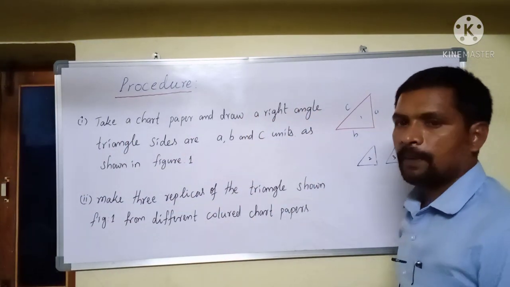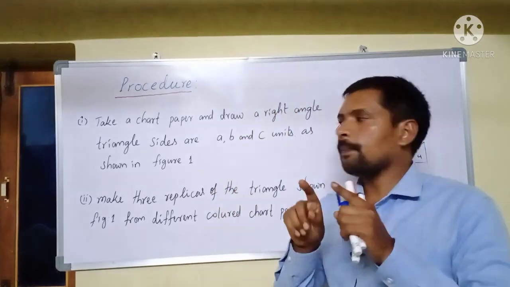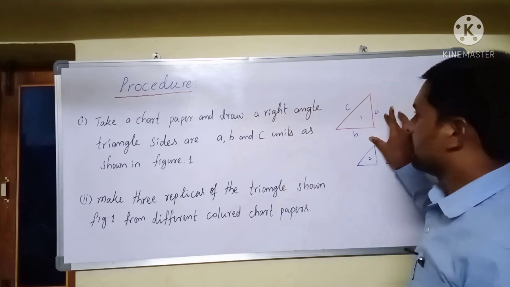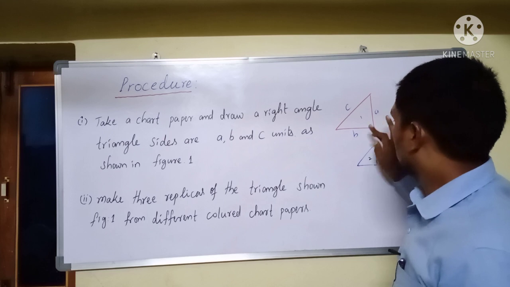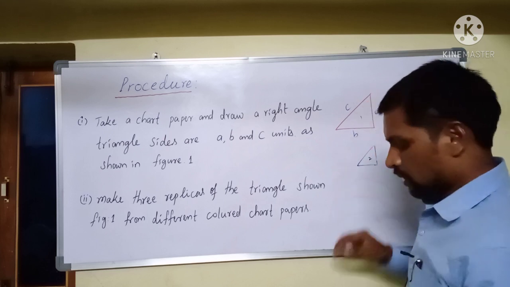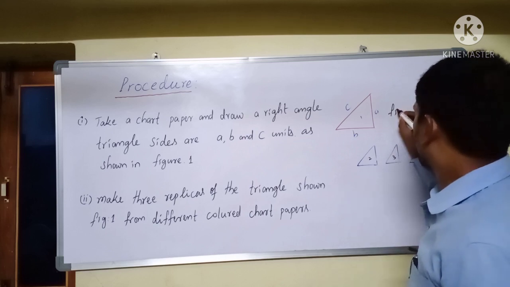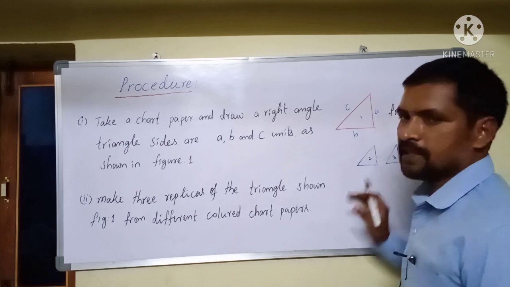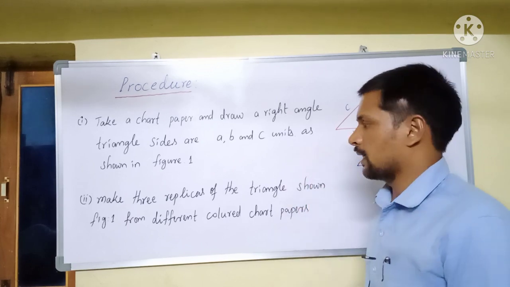Take a chart paper. We should take one chart paper and draw a right angle triangle like this. The triangle sides are A, B and C. So this is figure 1. So we should draw like this, using a chart, one right angle triangle.